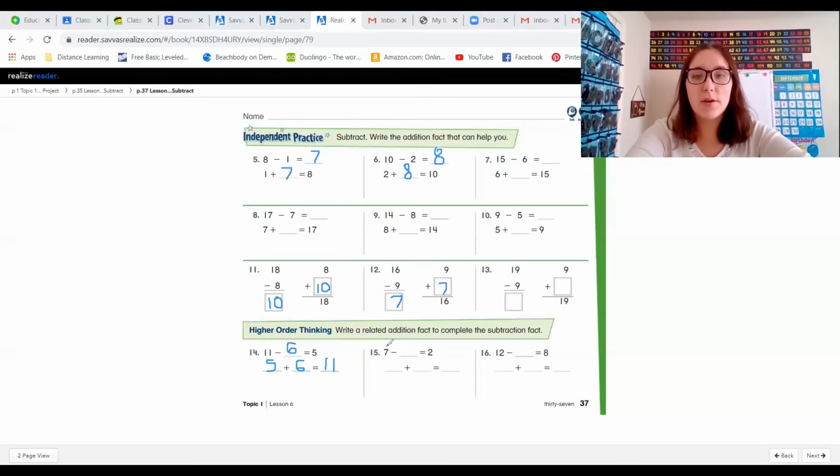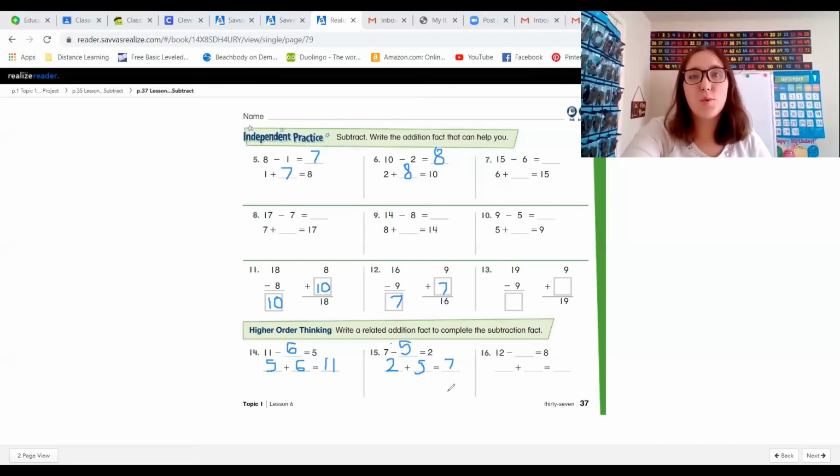So remember, we're going to take our bigger number, 7, and make that our sum for our addition fact. And then we're going to take our difference, our answer to our subtraction problem, and we're going to make that one of our add-ins in our addition fact. Now we have to solve. 7 minus something equals 2. 2 plus something equals 7. So 2 plus how many more equals 7? 5. Good job. So 2 plus 5 equals 7, which means 7 minus 5 equals 2.